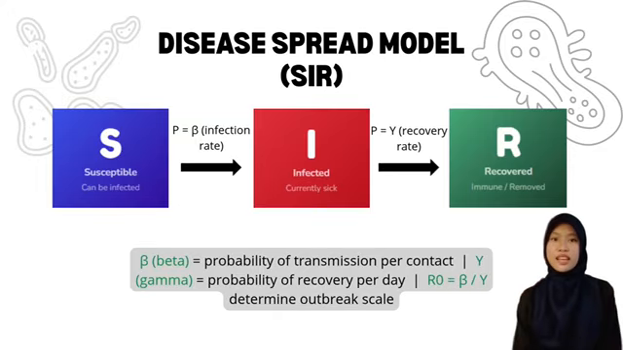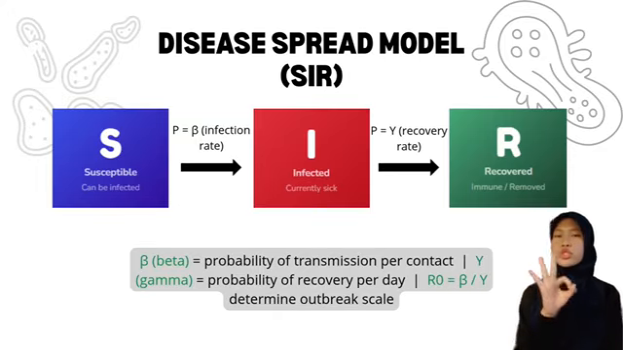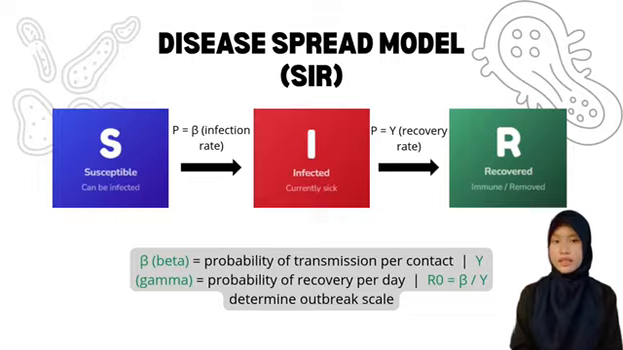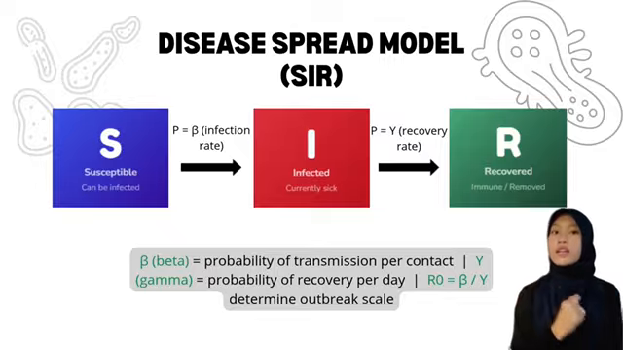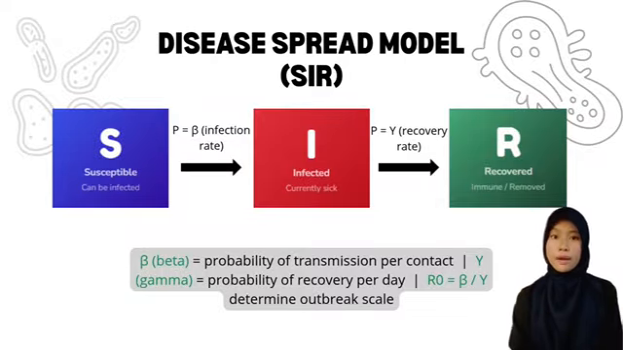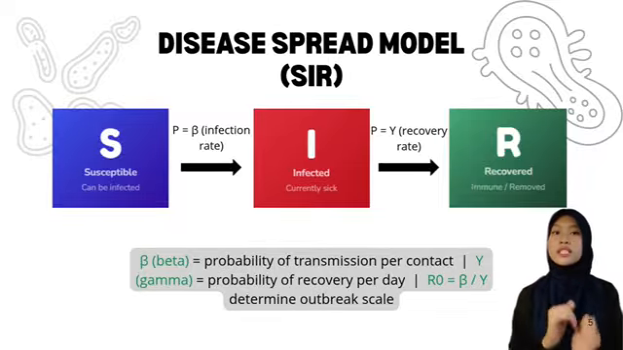Next, the SIR model divides people into 3 groups: susceptible, infected, and recovered. Susceptible are those who can be infected. Infected are currently sick, and recovered are immune or removed. 2 key parameters are beta, the infection rate per contact, and gamma, the recovery rate per day. The ratio beta over gamma determines how large an outbreak can become.